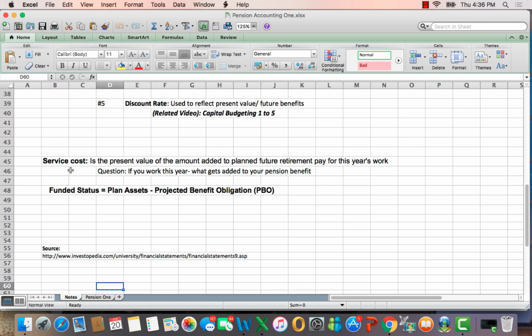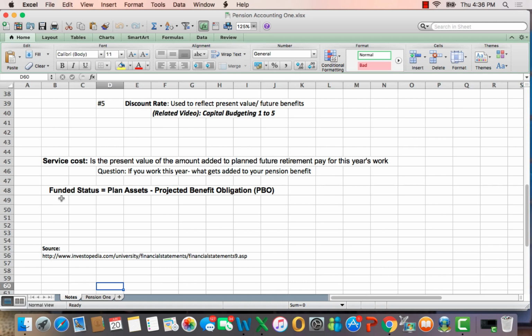Service costs, wrapping up here, the present value of the amount added to a planned future retirement pay for this year's work. So each year you can imagine that your liability for a particular employee's pension will go up, and we call that service cost. Another way of saying it is, if you work this year, what gets added to your pension benefit?